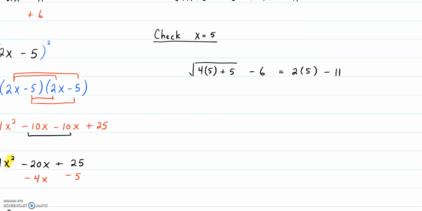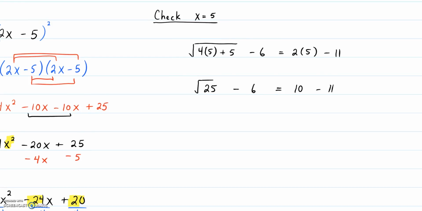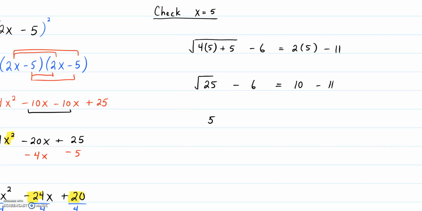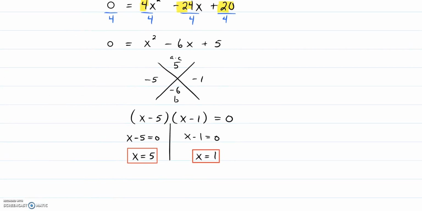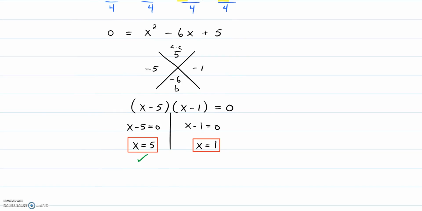On the left side, 4 times 5 is 20, and 20 plus 5 is 25, so the inside turns into the square root of 25, minus 6. On the right, 2 times 5 is 10, minus 11. The square root of 25 is 5, so 5 minus 6 equals 10 minus 11. 5 minus 6 is negative 1, and 10 minus 11 is negative 1. The left side equals the right side, so we have a match. So x equals 5 is a solution.